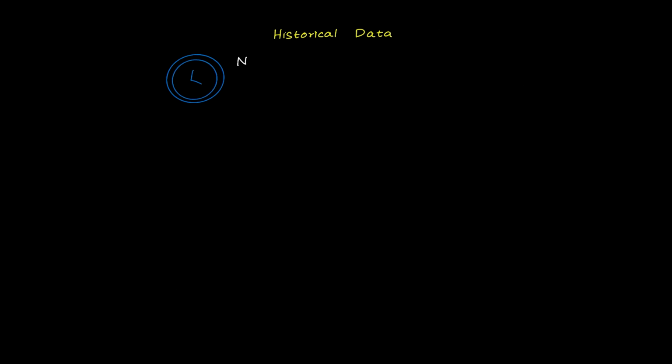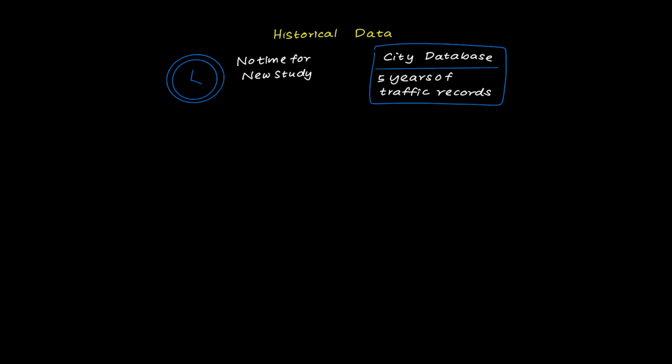A city planner needs quick traffic insights but has no time for a new study. The solution? Use the 5 years of traffic records already sitting in the city's transportation database. That's historical data. Data that already exists and can be used when you need answers fast. The study notes are clear on this. If you need an answer immediately, use historical data.